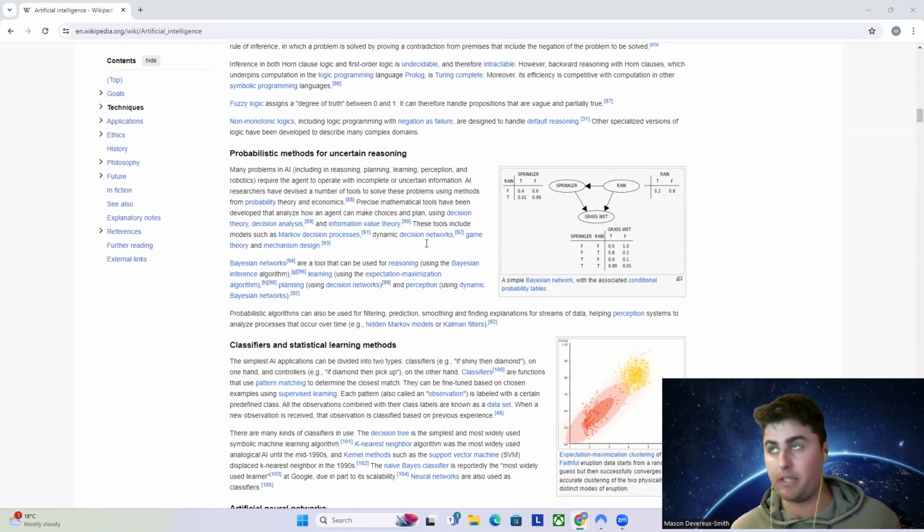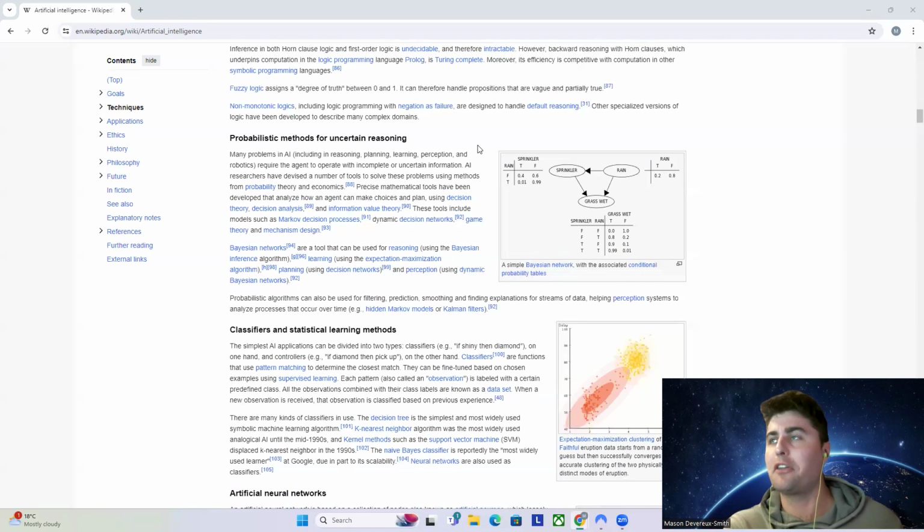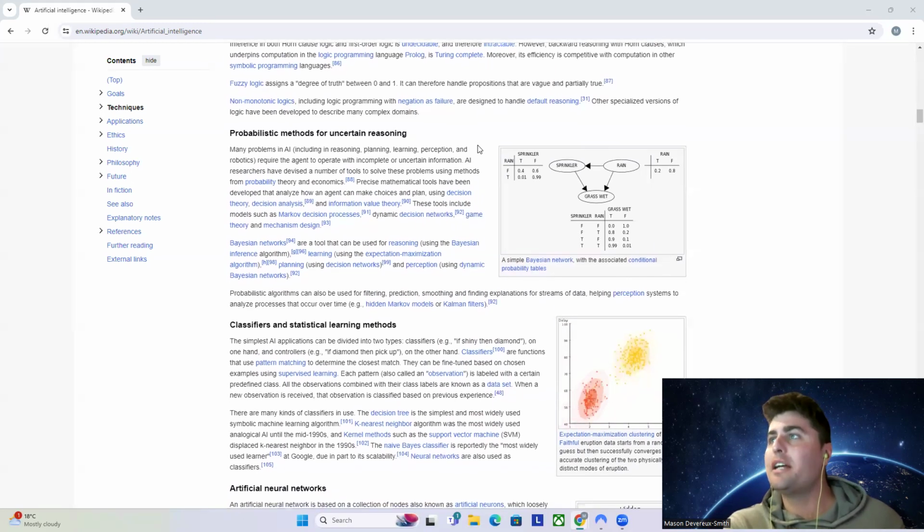And obviously, Turing complete means that it absolutely passes the Turing test, which is good. The Turing test is obviously the historical landmark of Mr. Alan Turing. I think I got that right. Comment below if I got that incorrect. Moreover, its sufficiency is competitive with the computation in other symbolic programming languages.